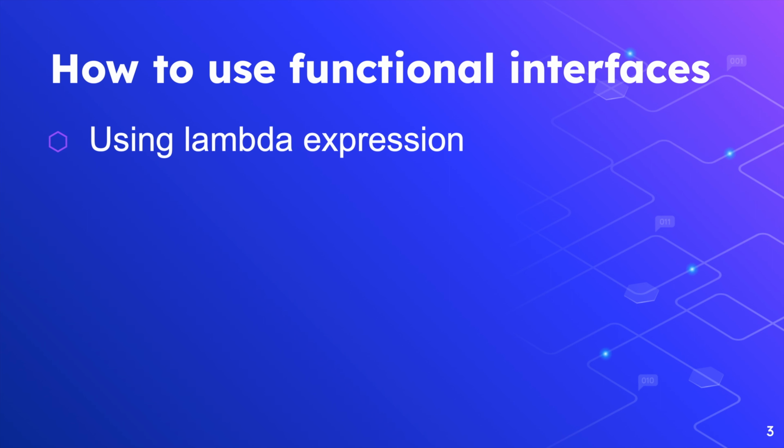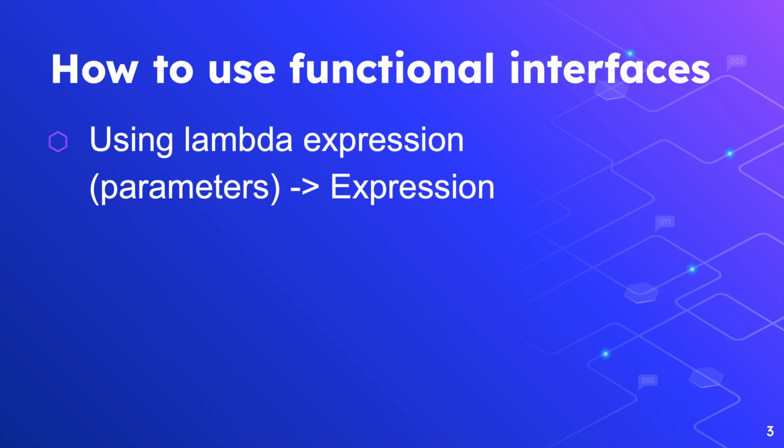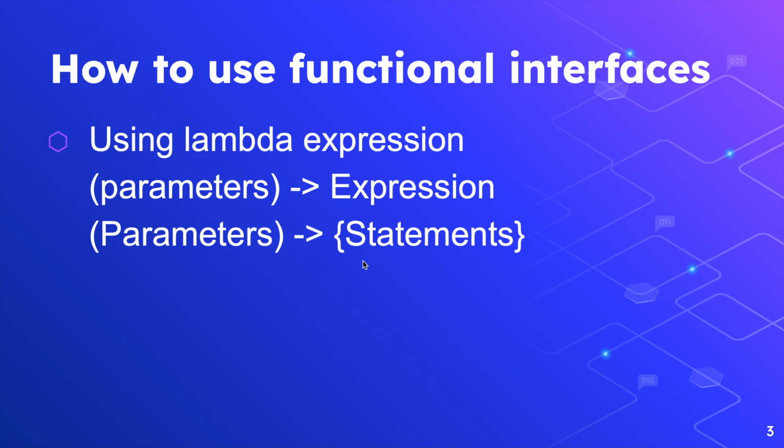So where do we use these functional interfaces? By using Lambda expressions. We can use Lambda expressions to implement the functional interfaces. A Lambda expression contains a list of parameters, an arrow mark and the expression. The body of a Lambda expression can be an expression or a set of statements, which must be enclosed within curly braces. The return type and the possible list of exceptions that can be thrown are not explicitly mentioned in the Lambda.